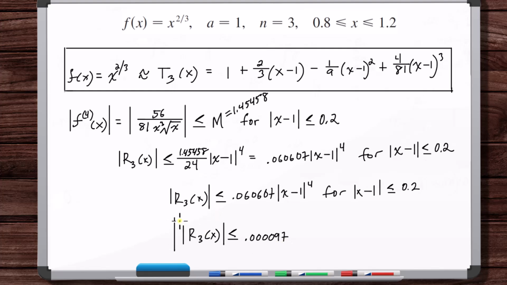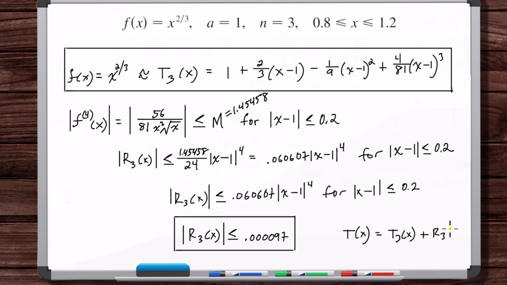Okay, and there we go. There it is. We don't have to plug in something for x here. This is it. We have T sub 3 of x, and you have the infinite series, where the function is equal to T sub 3 of x plus R sub 3 of x. You could plug in any x value you want that's within 0.8 to 1.2. For any of those x values, what's the largest this could possibly be? There it is.